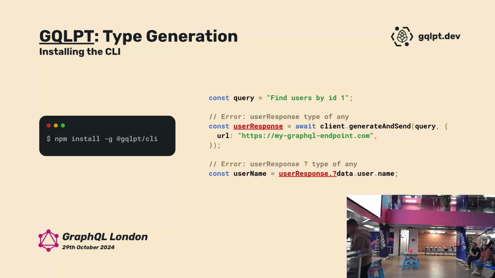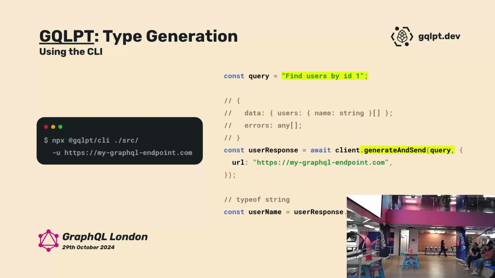But you're probably thinking, it's just a plain text string. So you're not really going to be able to get any TypeScript inference from that plain text string. And this is where the GQLPT CLI comes in. So the CLI will essentially scan your code for the generate and send methods. And if that exists, it's going to actually generate the TypeScript types, and it's also going to generate the query for you at build time. So that at runtime, you're just reading from disk, and it's not even talking to the large language model.